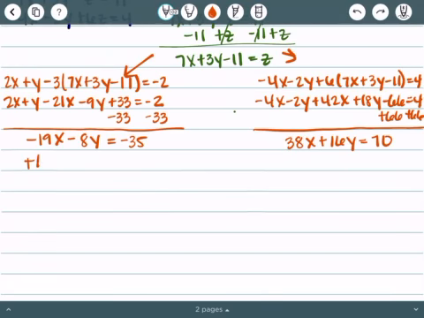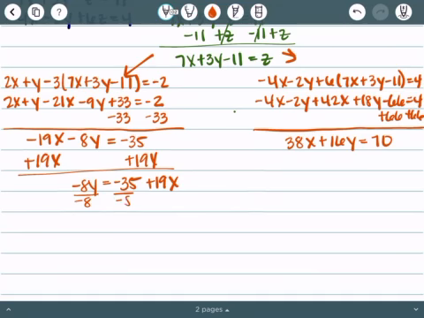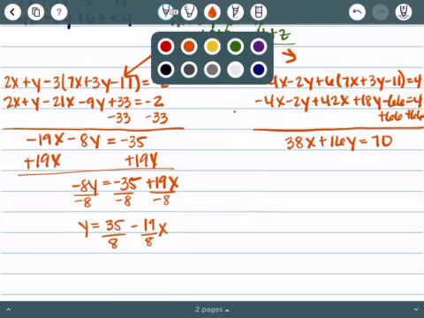So I'm going to add 19x, and so I have -8y equals -35 plus 19x. So then I'm going to solve, so -8, -8. So y equals, two negatives make a positive, and I have 35 over 8 minus 19 over 8x. So this is about to get really ugly.